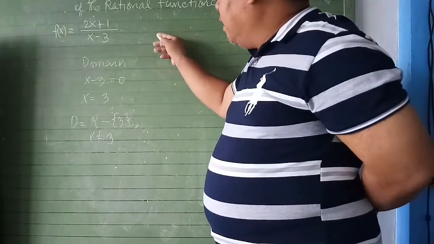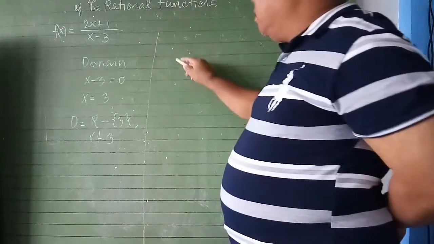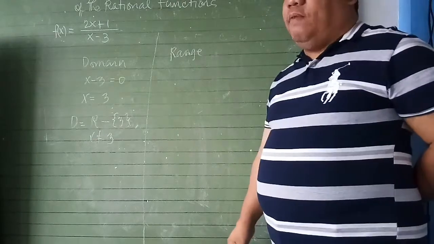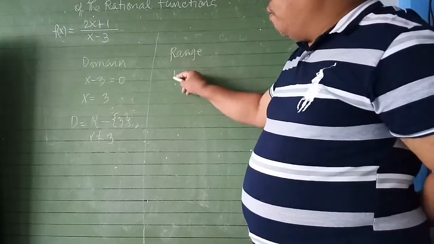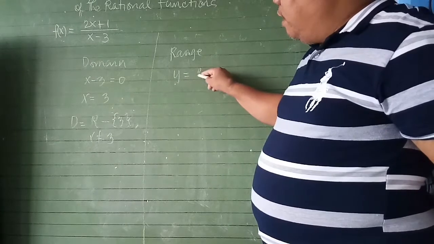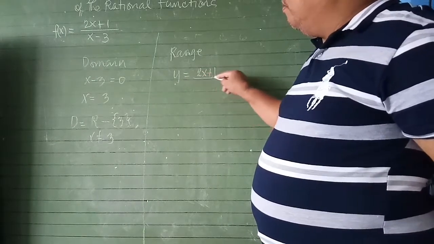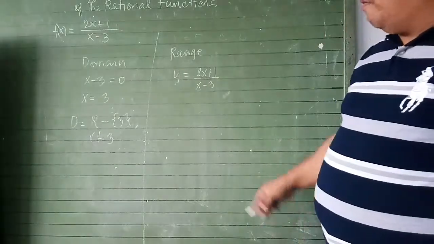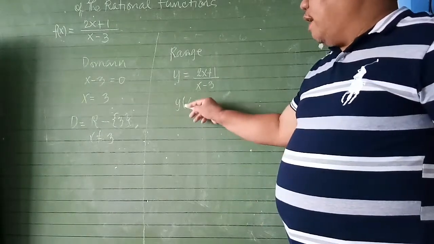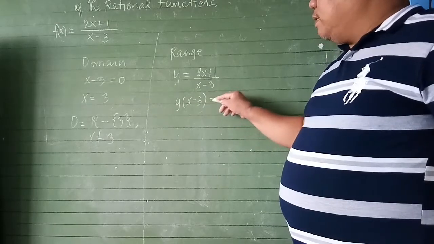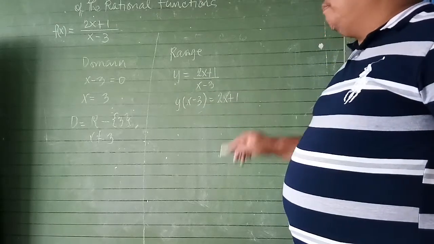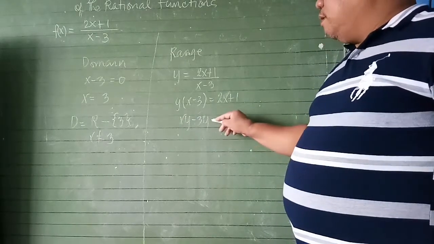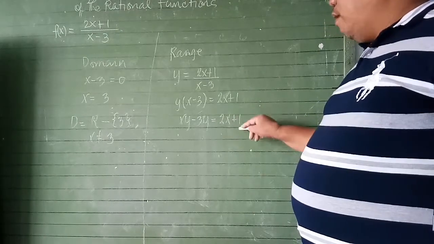Now let's go to find the range. To find the range is to replace f of x with y. So y equals 2x plus 1 over x minus 3. And then solve for x in terms of y. So y times x minus 3 equals 2x plus 1. So this is xy minus 3y equals 2x plus 1.